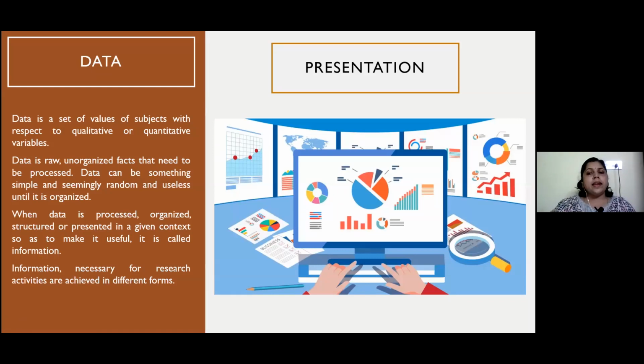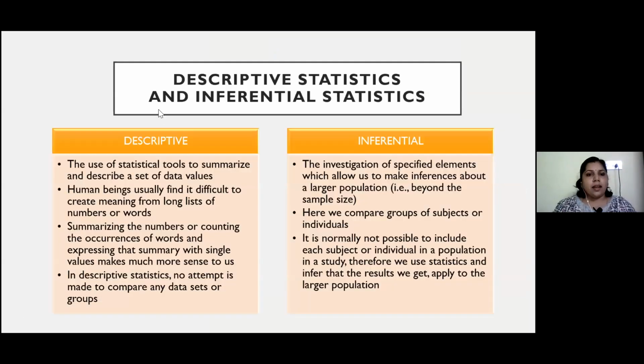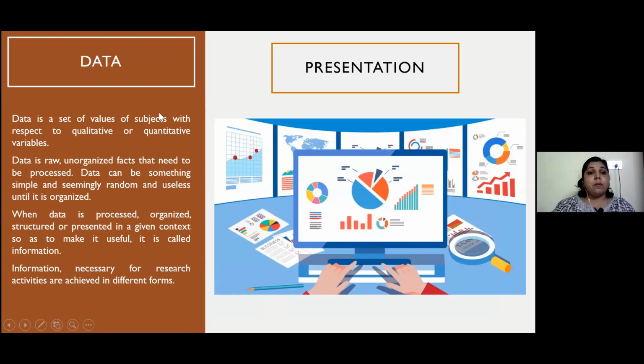Usually data is raw. For example, if you go to a classroom and get the marks of the students, all the data will be individual data. You may get 26 marks, 25 marks, 40 marks, all those things. So all data are usually raw, unorganized facts that need to be processed.